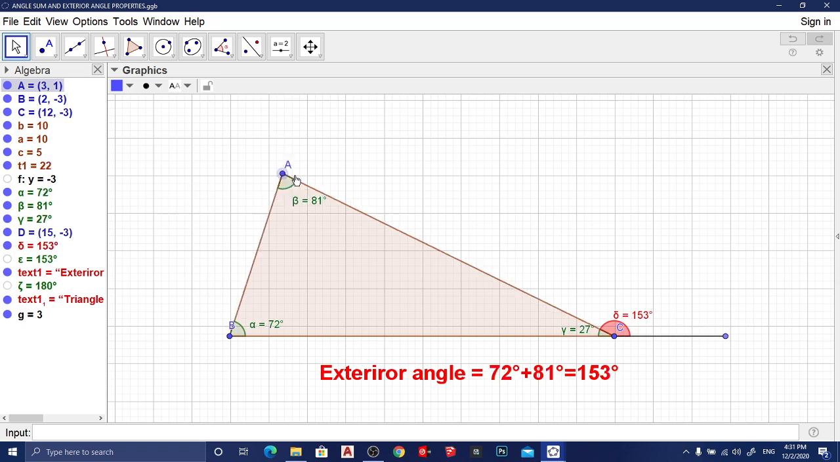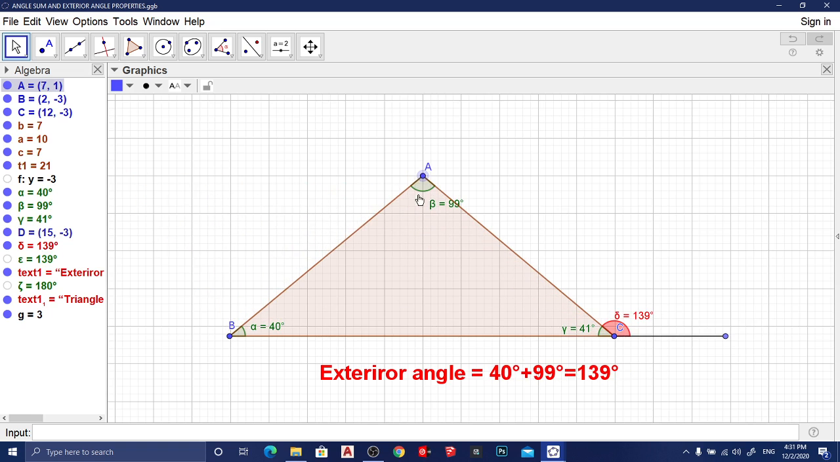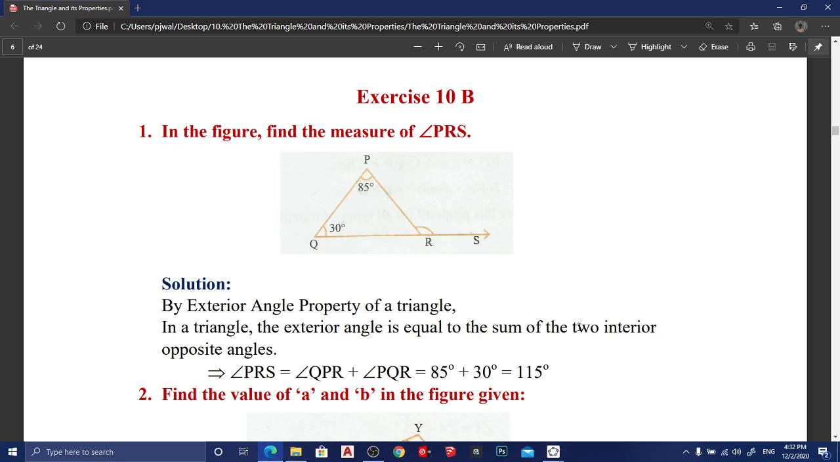In any triangle, it is possible to see the exterior angle is equivalent to the sum of the two opposite interior angles. 99 plus 40 is here 139. Okay, so like that you can understand this one. So now we will go to the exercise. Now it is exercise 10b in page number 197 in your textbook.